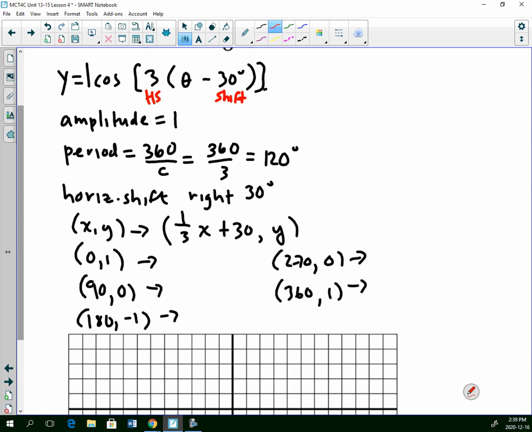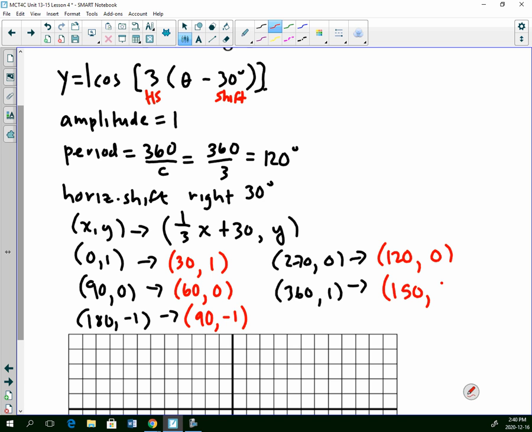So 0 divided by 3 is 0, add 30. Y stays the same. 90 divided by 3 is 30, plus 30 is 60. Y stays the same. 180 divided by 3 is 60, plus 30 is 90. 270 divided by 3 is 90, plus 30 is 120. And then finally, 360 divided by 3 is 120, plus 30 is 150. So those are my new points.